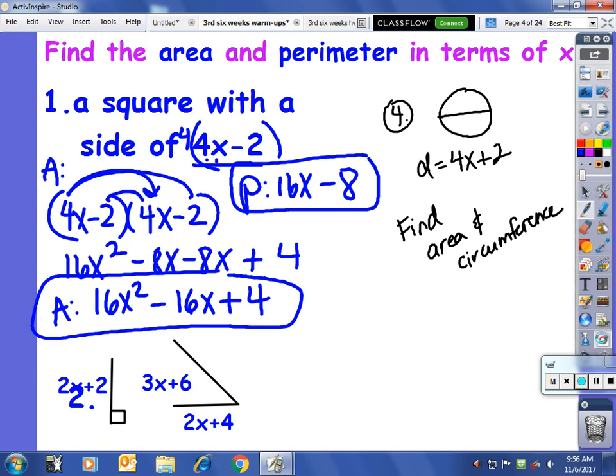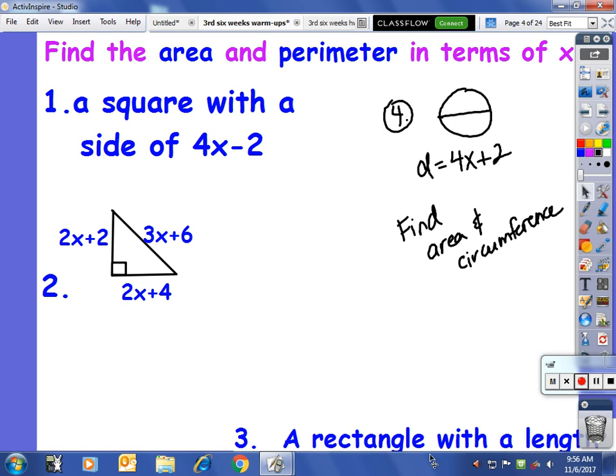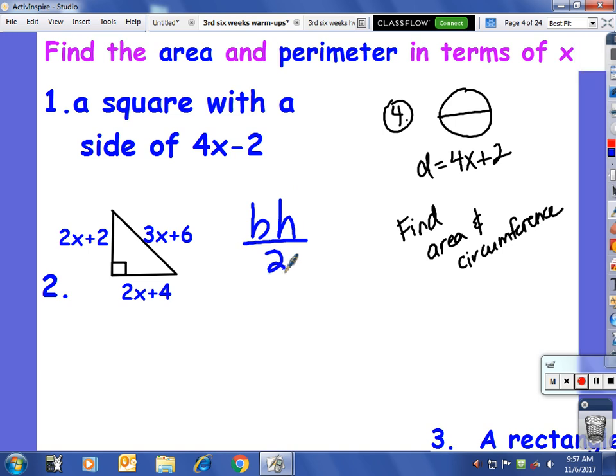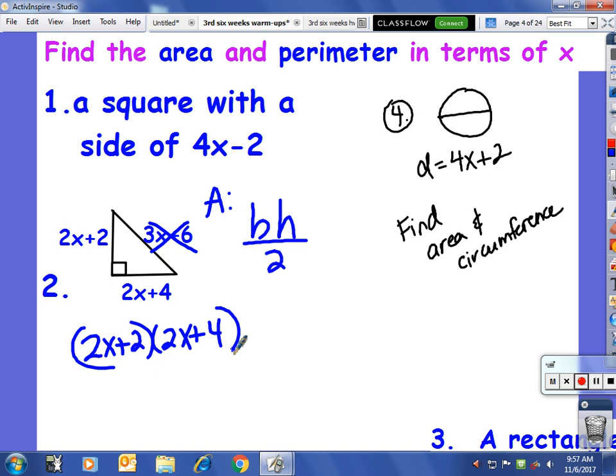Now, a triangle. The biggest problem I still see with triangles is kids are forgetting the divide by 2. It's base times height divided by 2. So which side do I not need for area? Yeah, I don't need that one. Good. I'm going to do 2x plus 2 times 2x plus 4 using FOIL, just like we did on number 1, base times height. I'm getting 4x squared plus 8x plus 4x plus 8. Well, that's 4x squared plus 12x plus 8.